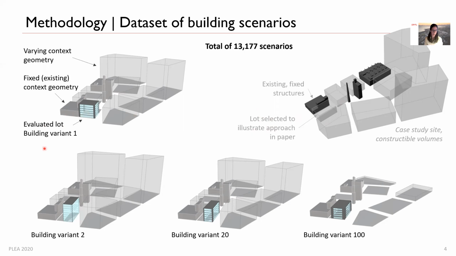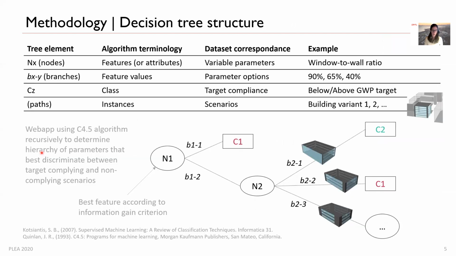So basically we have a series of variants. Here you can see 4 examples where the building shape is varied, the window to wall ratio is varied, the type of construction, etc. are varied, and we compute the global warming potential of these different variants. Then what we do is, from this data set, we apply a decision tree classification algorithm to produce a visualization that will organize the data in this way.